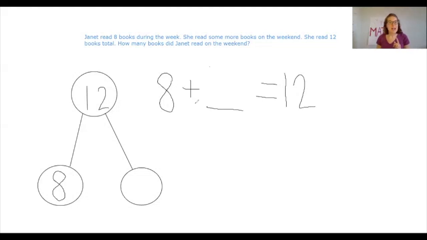Some of you, I bet, were counting on. Let's do that together. So we're going to start at 8, and we're going to count up to 12. So think 8, 9, 10, 11, 12. I got 4. Did you get 4? Let's check. Let's see if when we put 8 and 4 together, we get 12.